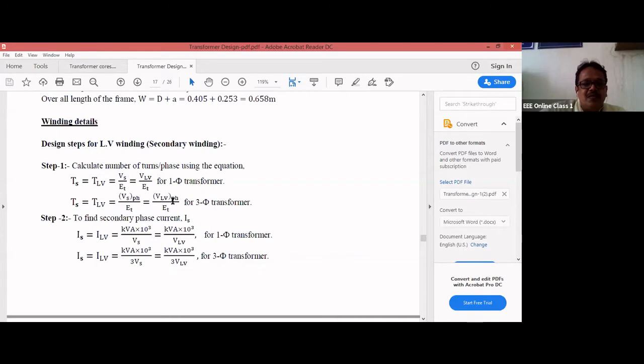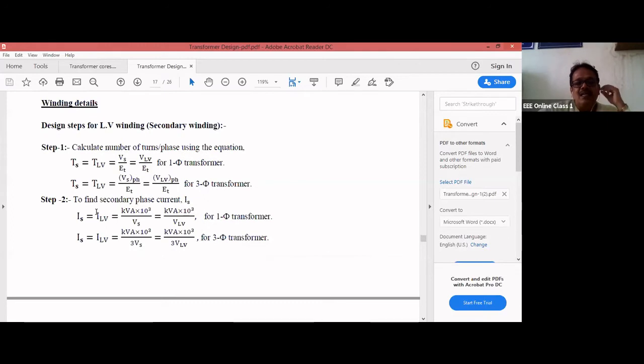Similarly, for a three phase transformer, we are going to take the per phase value, the voltage on the secondary per phase. This is to calculate the number of turns per phase. Likewise, you can calculate the secondary phase current IS, or ILV.